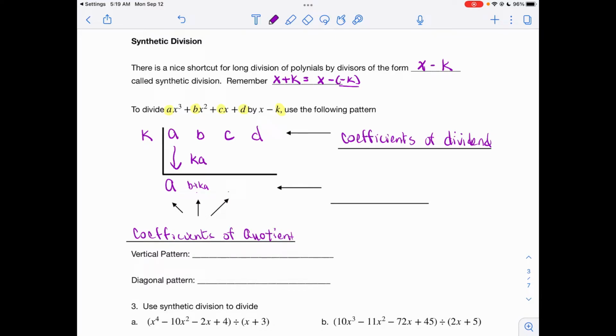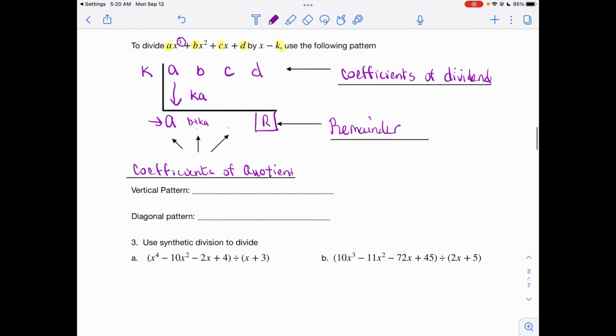And then we're gonna put our x's back in. So we took the x's out, and then at the end we're gonna put our x's back in. And we always put our x's back in by 1 power less than what we started with. So when I put my x back in with this a coefficient here, it's gonna be ax squared. So it's always gonna be a power different. Now, the last little coefficient that you get down here is gonna be our remainder. And then you'll write that over your divisor to write your remainder.